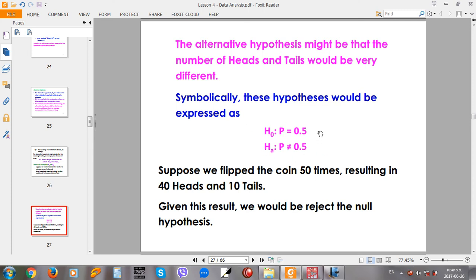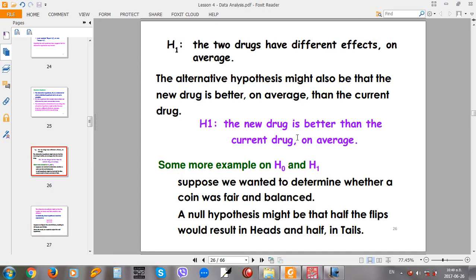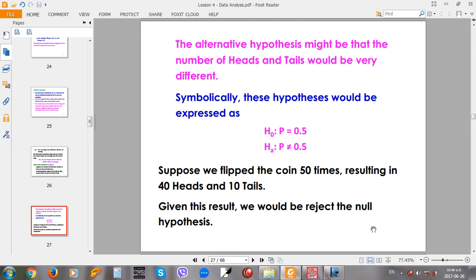That is in symbolic form. Otherwise, you can write it in words. How can we write it, when we have to decide whether a coin was fair and balanced? So we can write the null hypothesis: half the flips would result in heads and half in tails. This is the null hypothesis.